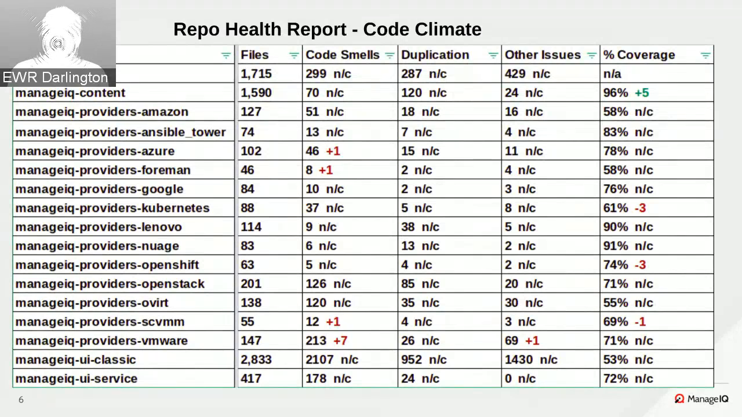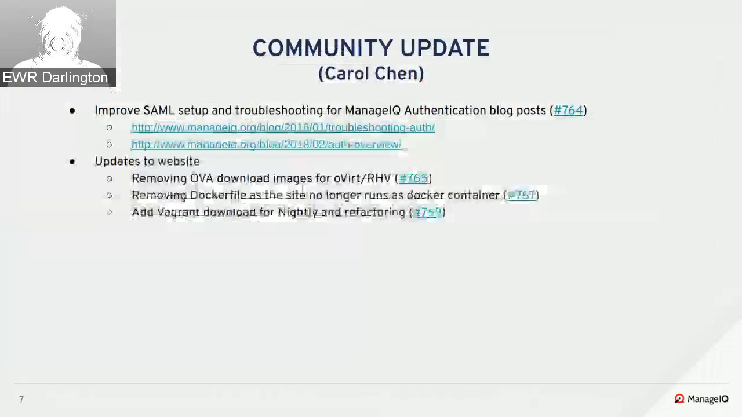Okay, sorry. And here's the health report, and you can see there was not much movement here. The only one was the VMware providers, with the code smells went up a little bit, but other than that, everything is not much flux. And over to Carol.